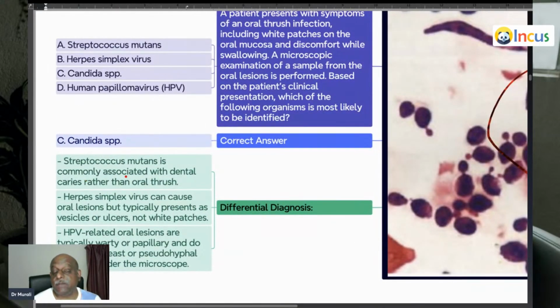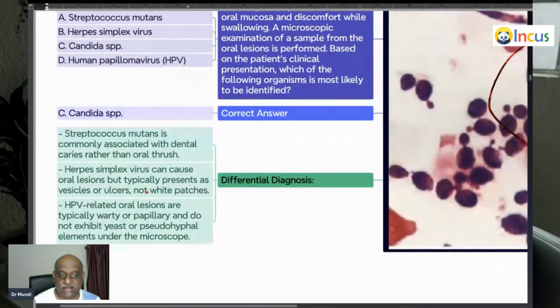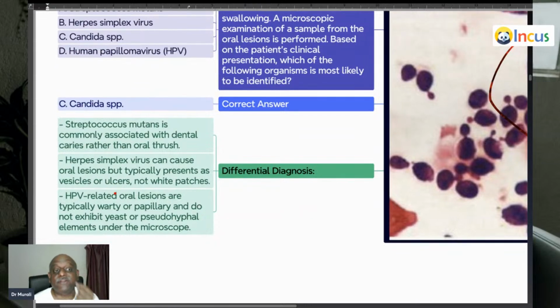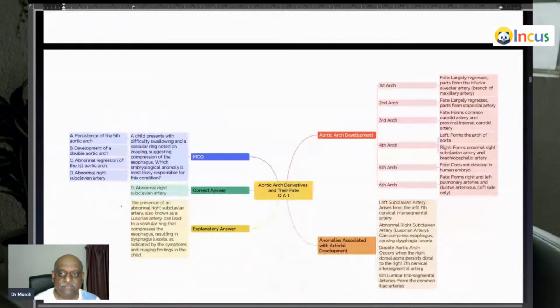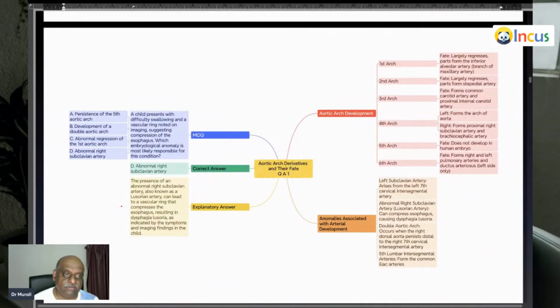So why not Streptococcus mutans? It leads to dental caries, not oral thrush. Why not herpes simplex? Because it presents with vesicles and ulcers, not white patches. Now, doctor, that is the story of the image-based questions in today's mock test.